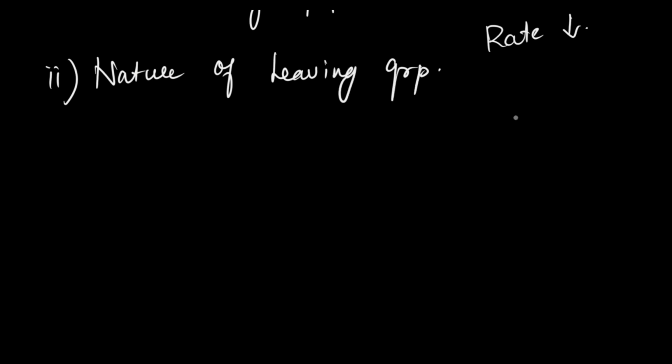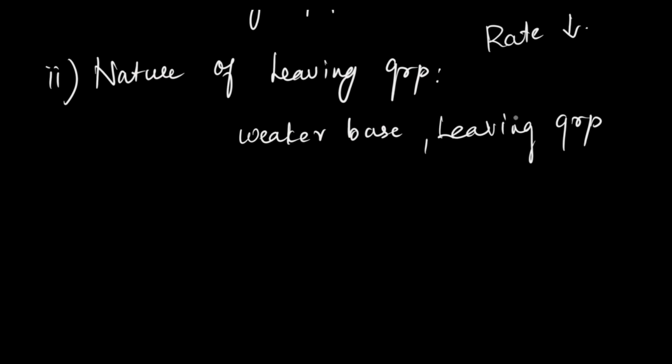The second factor is the nature of the leaving group. Once again, the weaker the base, the more will be its leaving group capacity. Same as SN1.